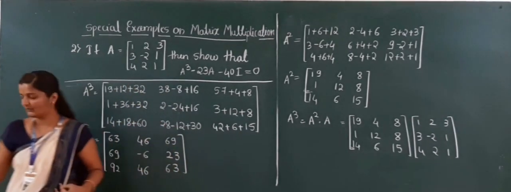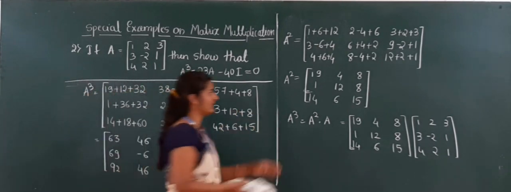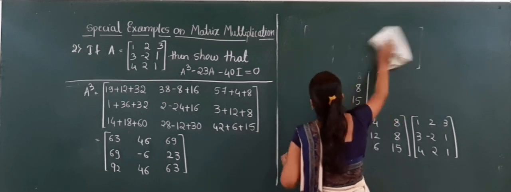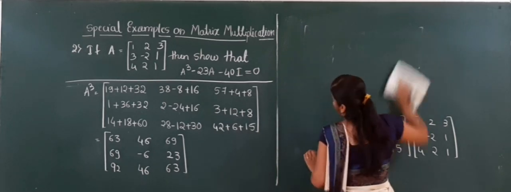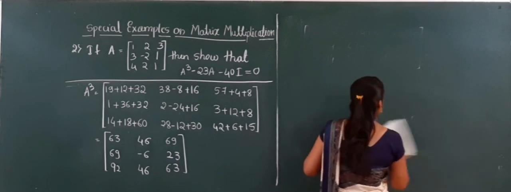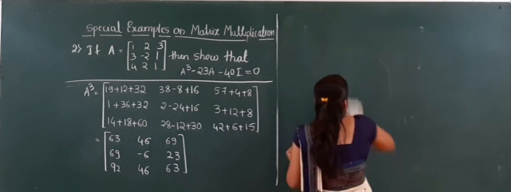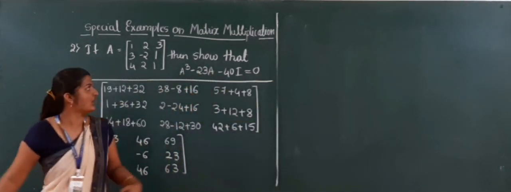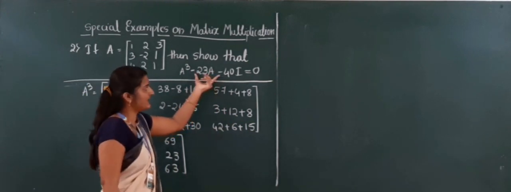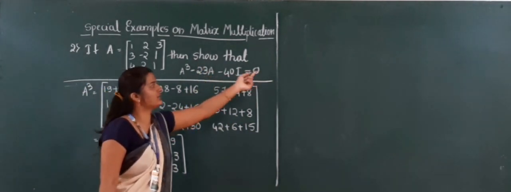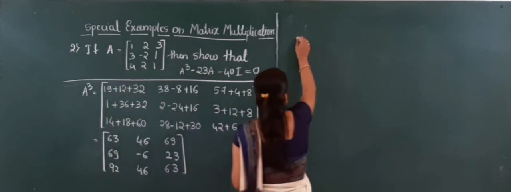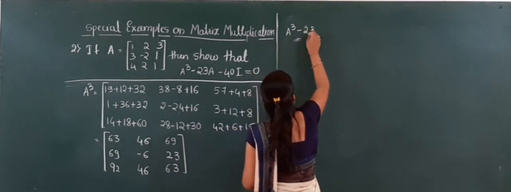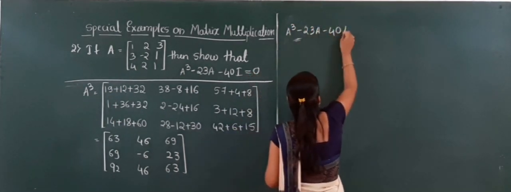Okay. So we got A cube. So I will rub this. So after A cube, what can we do? I have to find out the next term, that is minus 23A minus 40I. So we can directly find out what the answer will be. That's why I will consider the LHS of this equation. I have to prove that this is equal to 0. So the expression is A cube minus 23A minus 40I.